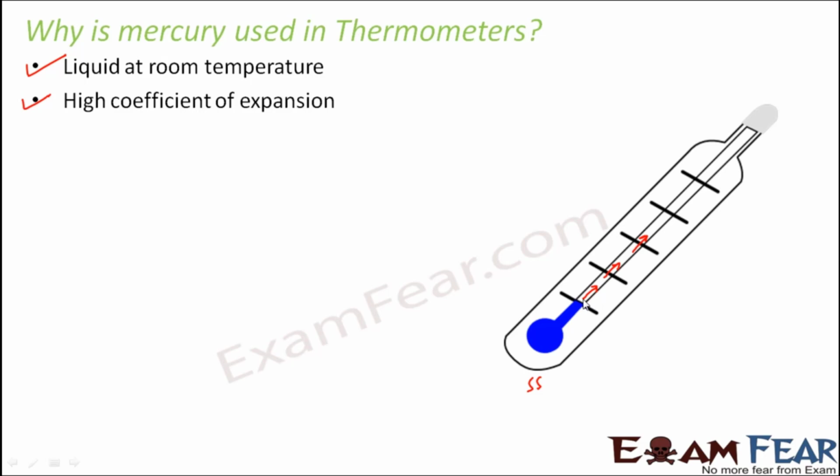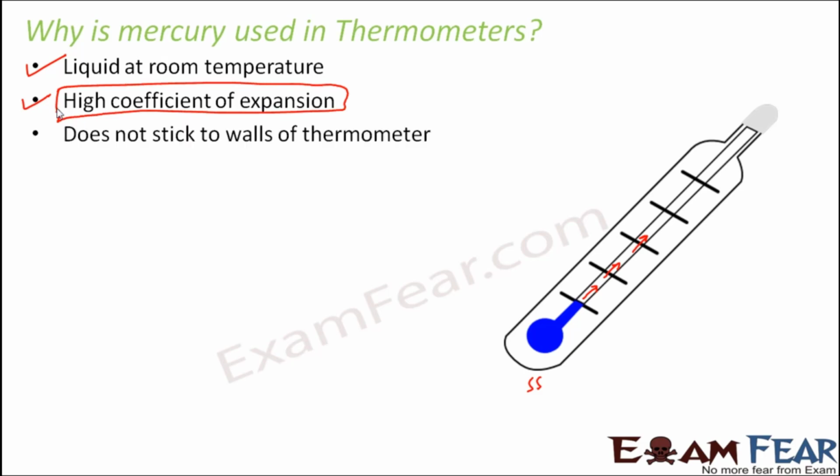Now if you start using a liquid which has a low coefficient of expansion, in that case that liquid will not be able to give you very small temperatures, because when you apply small temperatures, that liquid will not expand. So when the liquid doesn't expand, you really don't see anything, your thermometer doesn't read anything. So this is one of the most important reasons why mercury is used in thermometers.